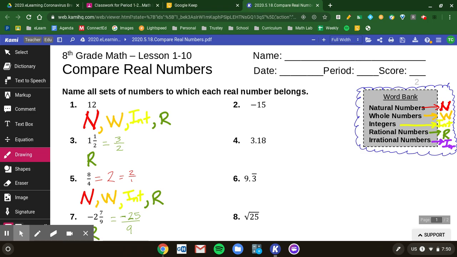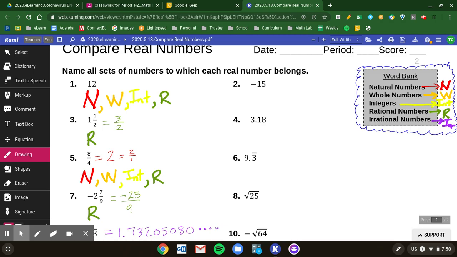On to number 7, where we see parts again, so it is not natural, not whole, not integer. Is it rational or is it irrational? Well, we can rewrite -2 wholes and 7/9 as -25/9. -25 to 9 looks like a ratio to me.